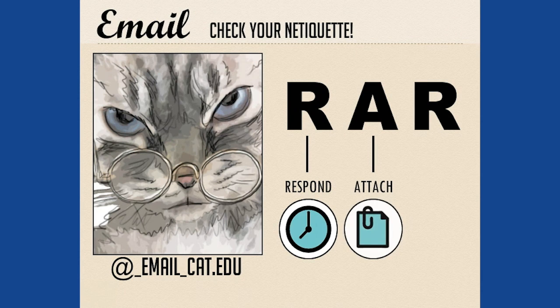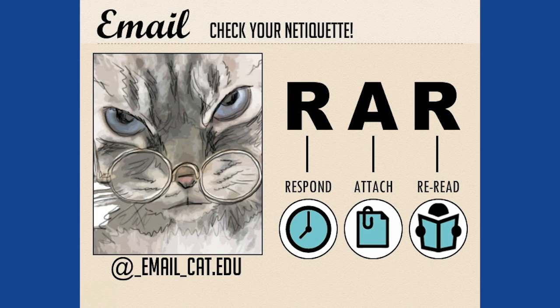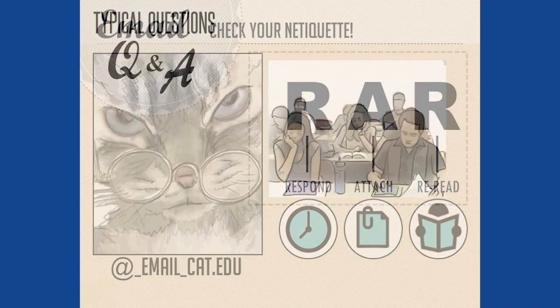A stands for attach. If you've included an attachment with your email, mention it in the body of the email, then double check that you actually included the attachment before you hit send. The second R stands for reread. This goes for emails as well as any other written text you submit in your course. One of the biggest advantages of taking an online class is that you can really take your time to think about and formulate your responses before you deliver them.